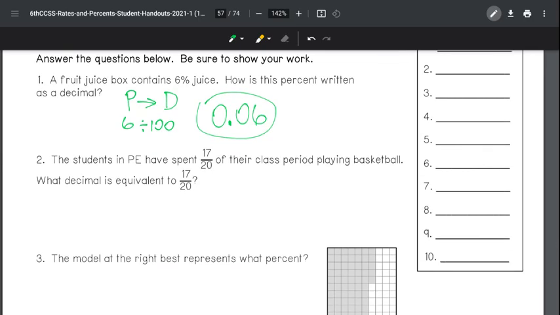Number 2, the students in PE have spent 17/20ths of their class period playing basketball. What decimal is equivalent to 17 over 20? Well, if you do 17 divided by 20 in your calculator, you'll get the decimal. So 17 divided by 20 equals 0.85.